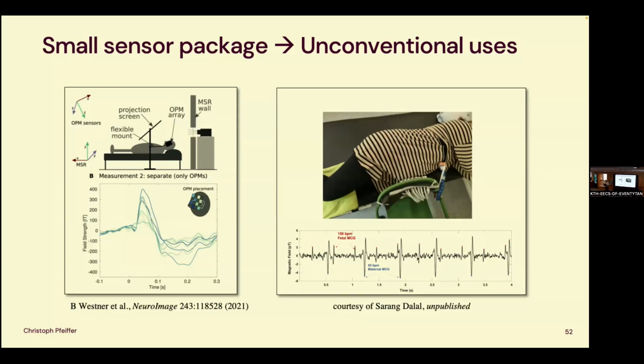Similarly, in this case, they wanted to record retinal activity, which normally for this retinal measurement, you need to put a wire into the eye to record it, which is not very nice. This way you can basically just put a bunch of OPMs next to the head and do it completely non-invasively.